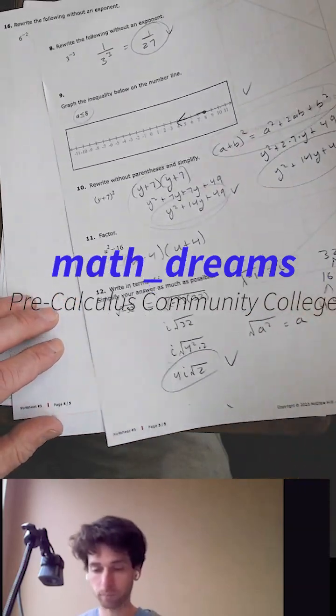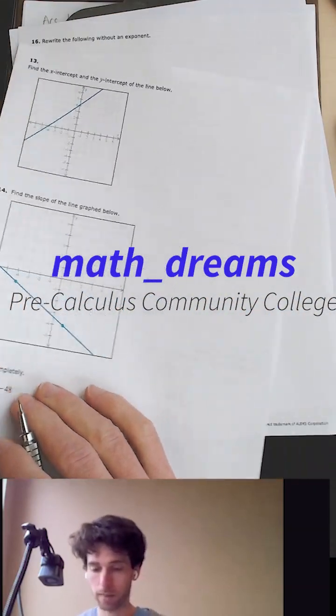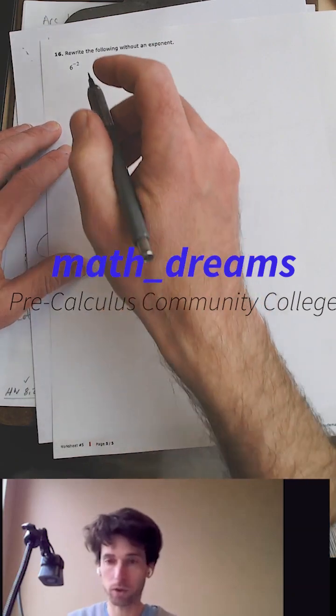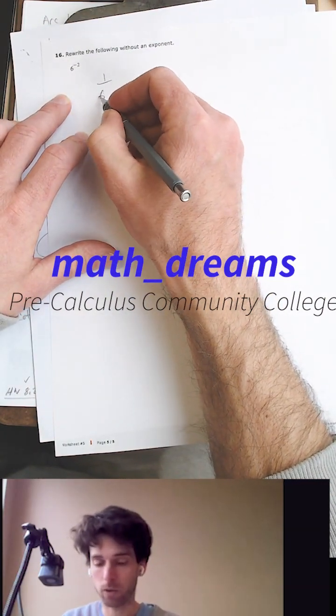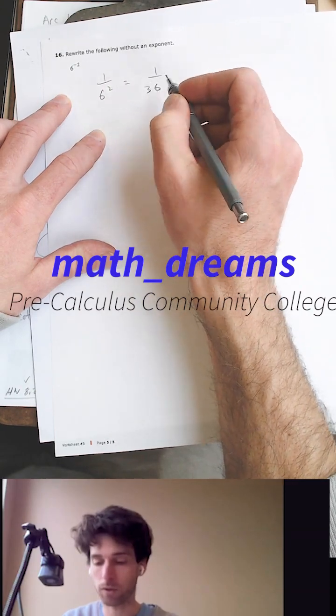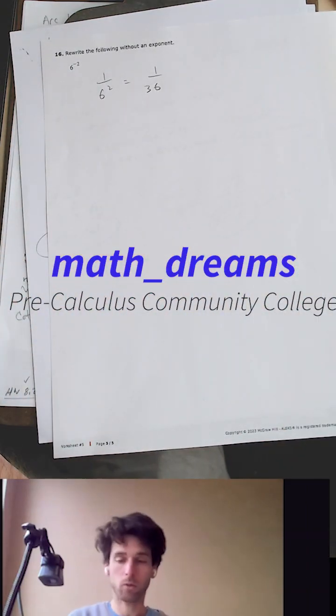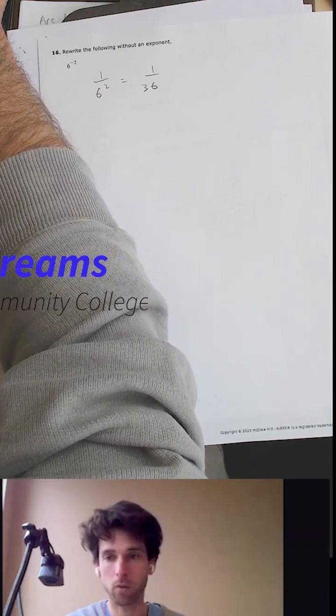Check. Okay. Let's do one more. Let's do 6 to the negative 2. Again, when there's an exponent with a negative, it's going to be 1 over 6 squared, which is equal to 1 over 36. So that's just a quick way of doing the pre-calc homework for community.